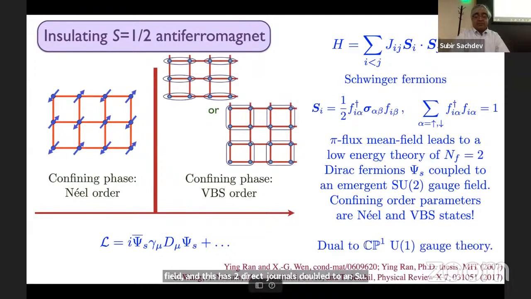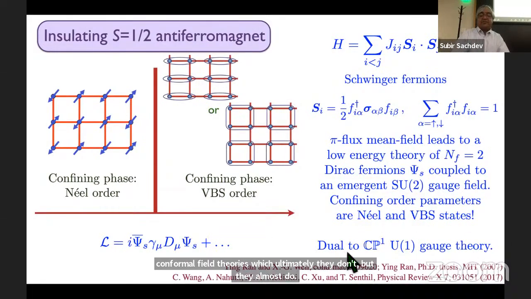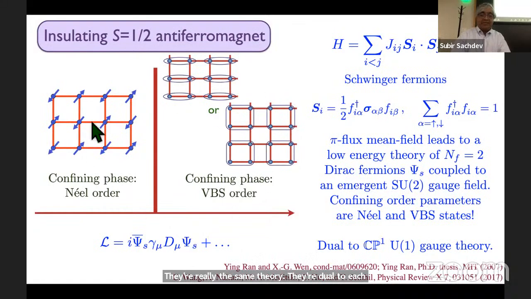But this beautiful work of Wang et al. argued that, in fact, if these two theories exist as conformal field theories, which ultimately they don't, but they almost do, they're really the same theory. They're dual to each other. And one of the main reasons is the fact that the confining phases are exactly the same.